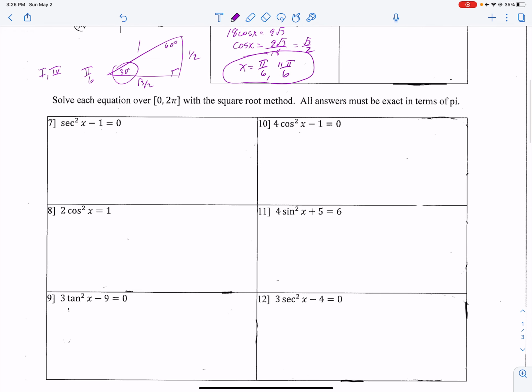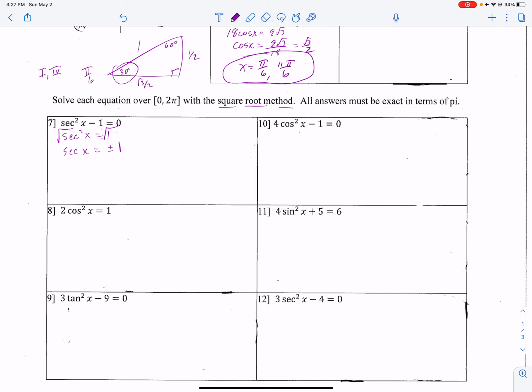Okay, so now we're going to add a square root method. So we're going to start on number 7 to solve for secant. So we're going to move 1 to the other side, and then when I take the square root of both sides, I need to remember I need plus or minus the square root of 1, which is 1. So you just took the square root of both sides, but when you do that, you need plus or minus. And so I need to know where the secant is 1 and where it is negative 1.